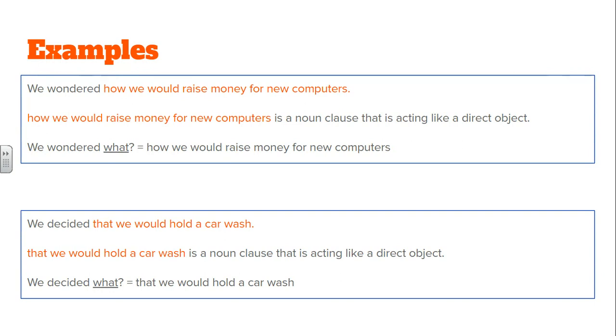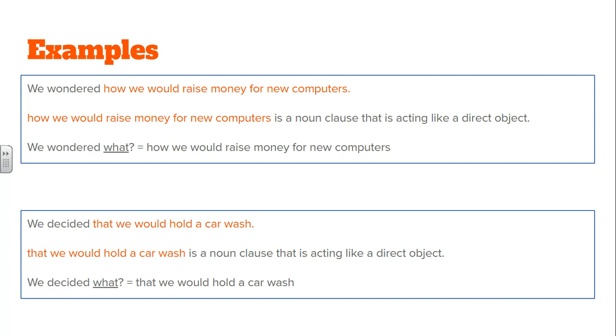Here are a couple examples. We wondered how we would raise money for new computers. How we would raise money for new computers is the noun clause that is acting like the direct object. Okay, we is the subject, wondered is the verb. We wondered what? How we would raise money for new computers.